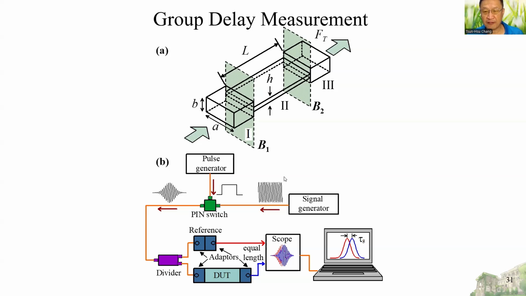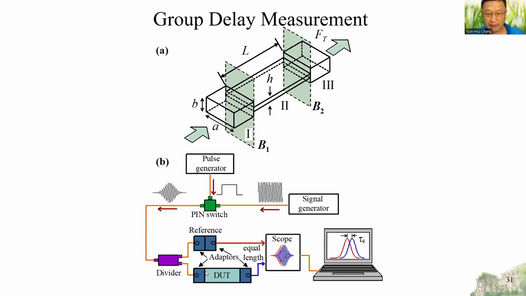How to measure? First, we generate a sinusoidal signal, and we use a pulse generator to modulate this signal and obtain a wave packet like this one. Then the wave propagates to a power divider, divided into two parts. Part 1 goes through reference adapters. Part 2 goes through two adapters as well as the device under test.